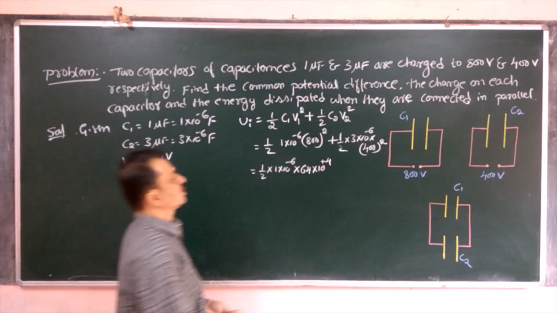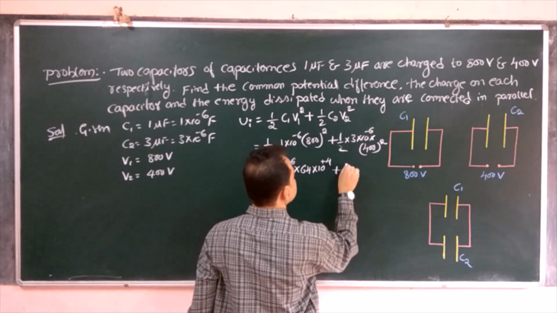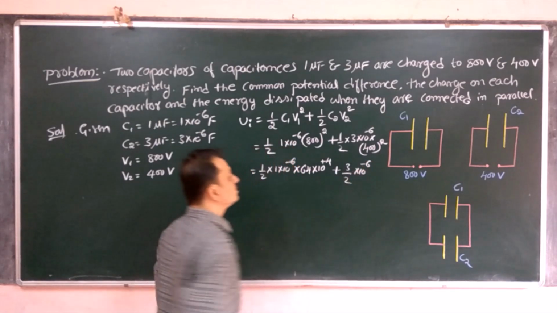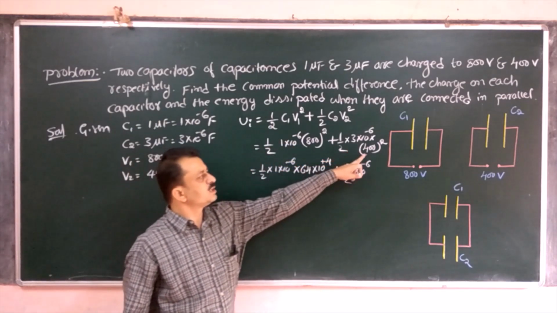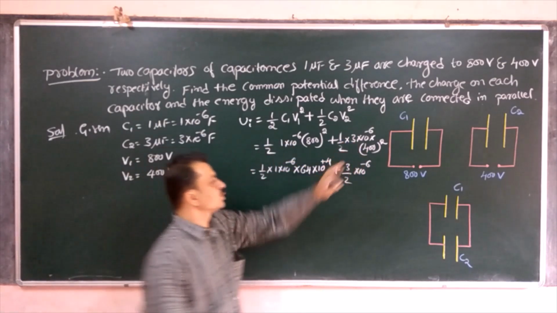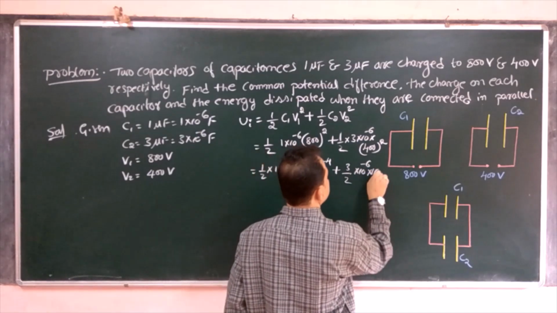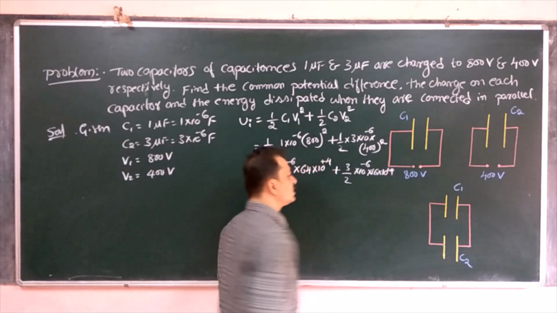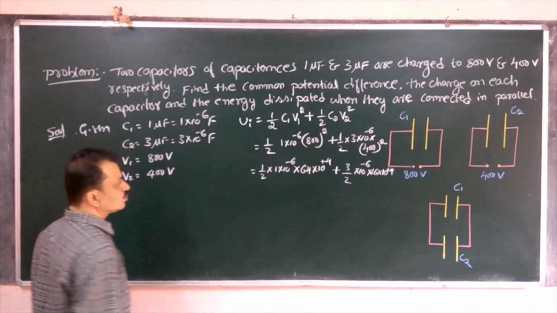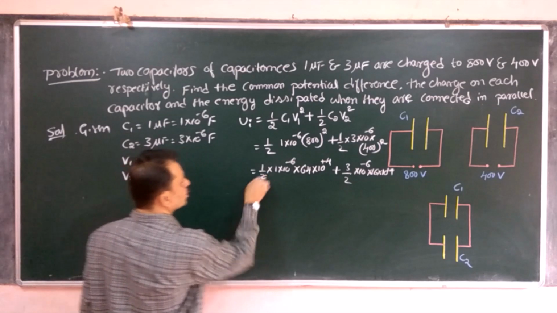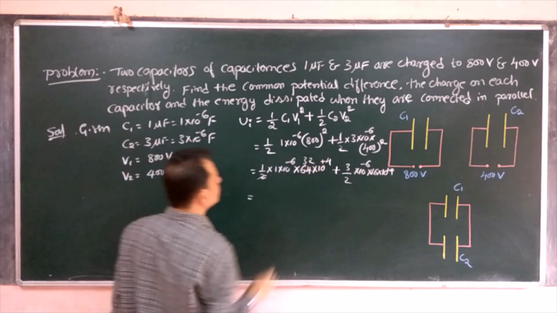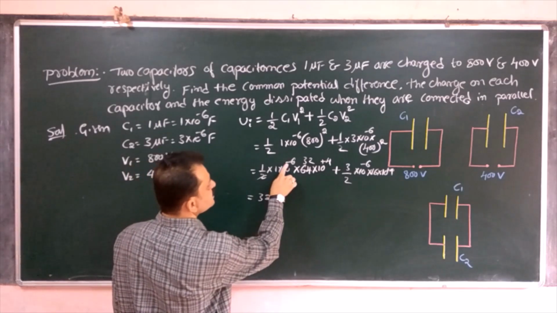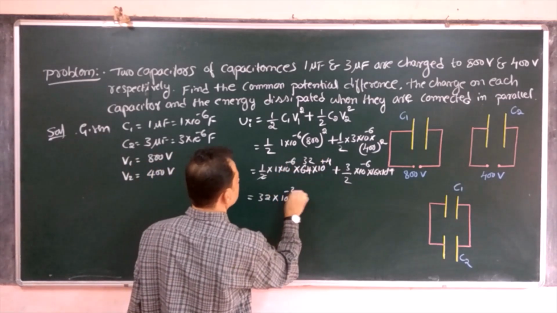Plus now it is 3 by 2 into 10 to the power of minus 6, here also 4 into 10 to the power of plus 2 whole square. Now 4 square is 16, and 10 to the power of plus 2 squared is 10 to the power of plus 4. Now here 1s are 32. Therefore it is 32 into 10 to the power of minus 6 plus 4, it is 10 to the power of minus 2.